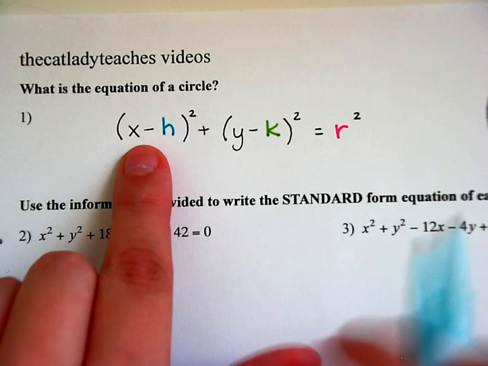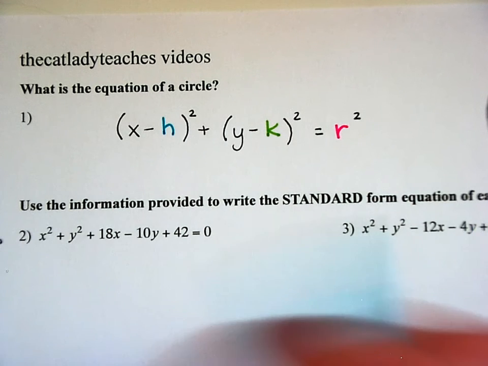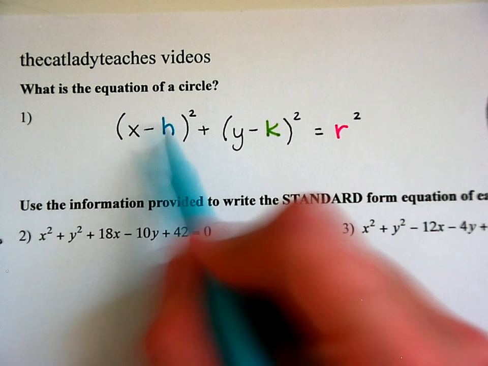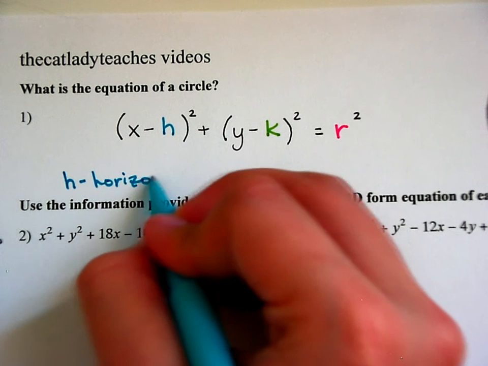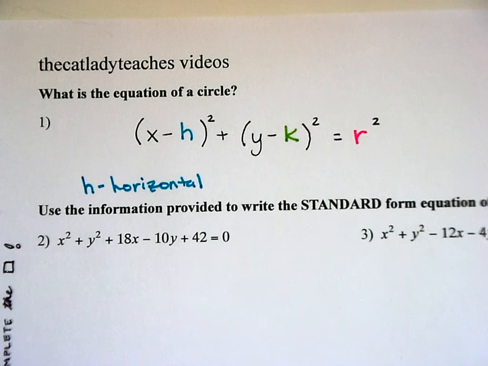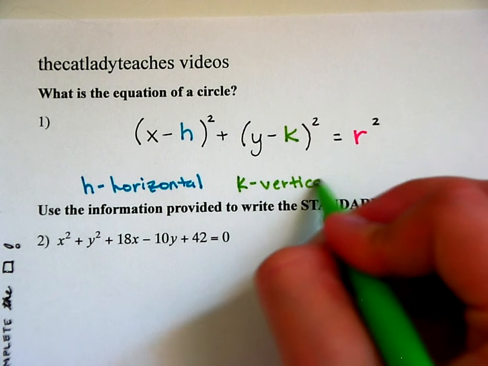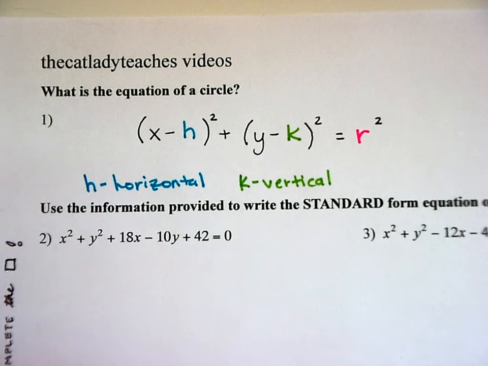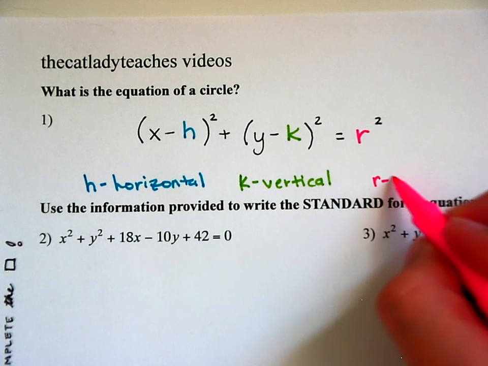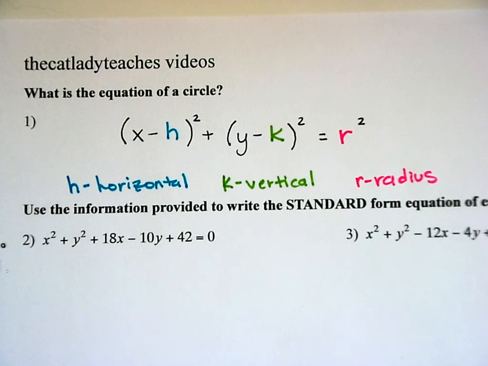Now, we always have x minus some value squared, and just like with any function, the value that's with x, my h value, is going to be my horizontal shift. Okay, my k value is going to be my vertical shift. These are also going to help us with our center, but I'll write that in just a moment. And then finally, my r, if you guessed it, is our radius. So remember, circles have a radius, and that's our r value.